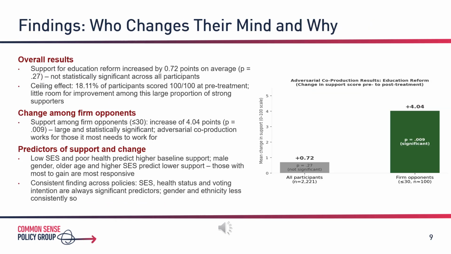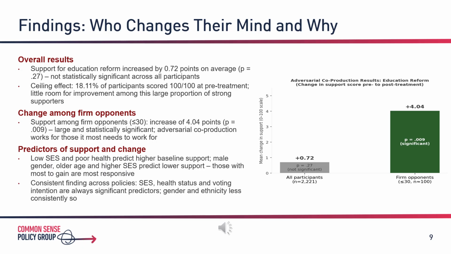The headline finding requires careful interpretation. An average increase of 0.72 points across all participants sounds modest and was not statistically significant. But this average conceals a much more important pattern. The ceiling effect is the first thing to understand. 18.11% of participants chose 100 out of 100 at the pre-treatment stage. They were already at maximum support. No narrative can increase support among people who are already at the top of the scale. Including these participants in the average mathematically suppresses the effect size.